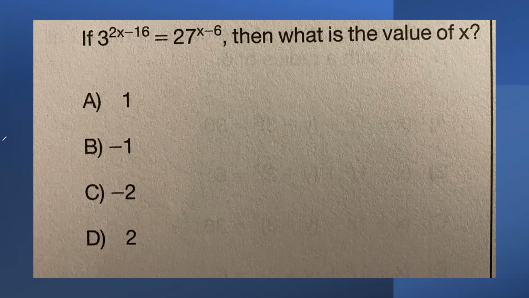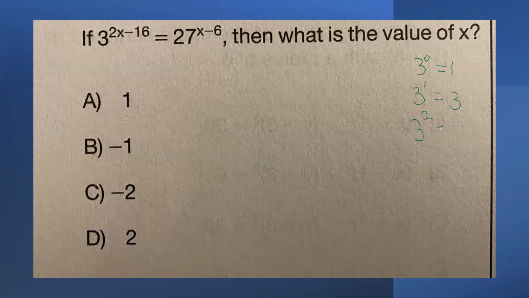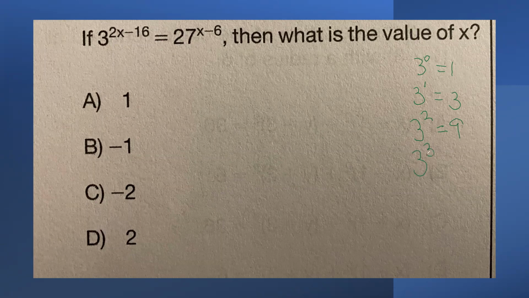So let me see. 3 to the power of 0, like anything to the 0 is 1. 3 to the power of 1 is just 1 factor 3. 3 to the power of 2 is 3 times 3, which is 9. And 3 to the power of 3 is 3 times 3 times 3.